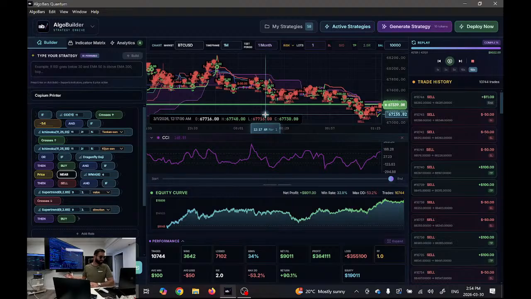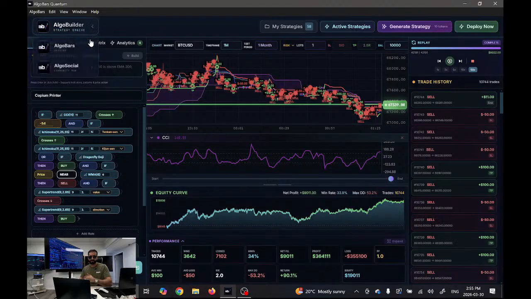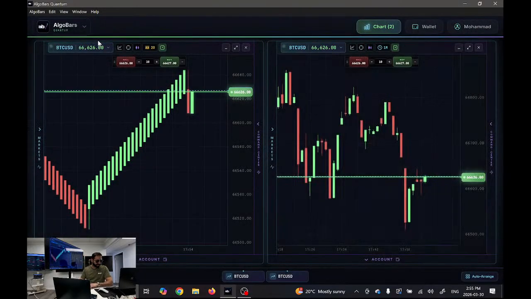I don't know if you guys can see this or not, but there's the strategy. I'll think about sharing this, but for now, because we're still building it out, we got it up to about 90% in 1 month. So we're still testing, we're still building it out. But let's go back to AlgoBars.